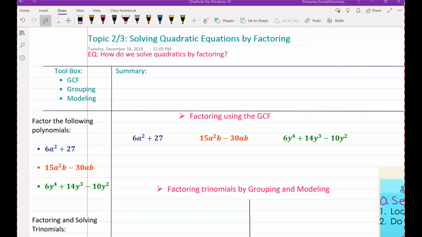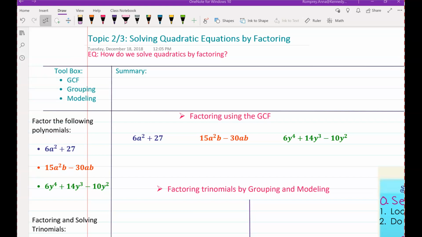The first thing we're going to start off with is solving quadratics by factoring. There are a couple different methods you can use. Notice in my toolbox I have GCF, grouping, and modeling. We're going to start by using something that might look a little familiar, GCF. Do you remember what GCF stands for? Hopefully you guessed. That's the greatest common factor.